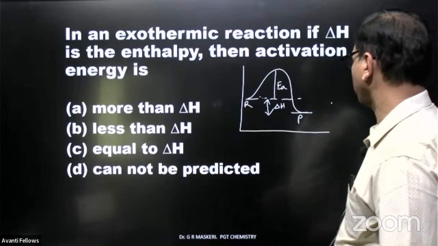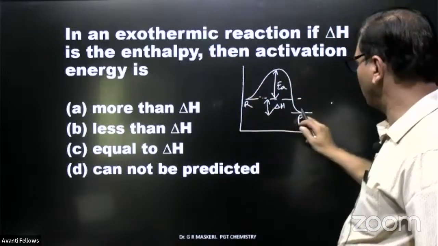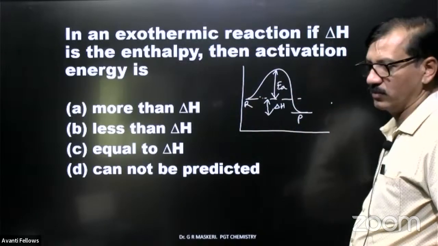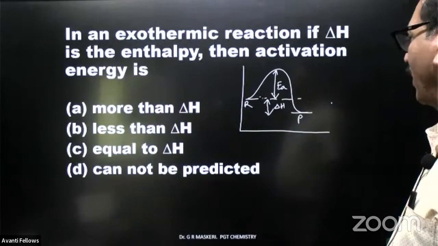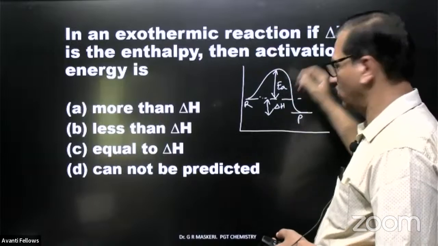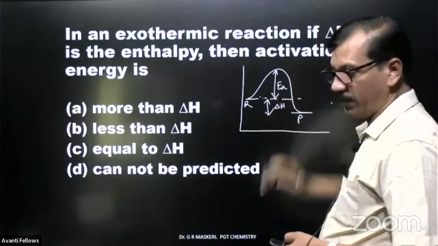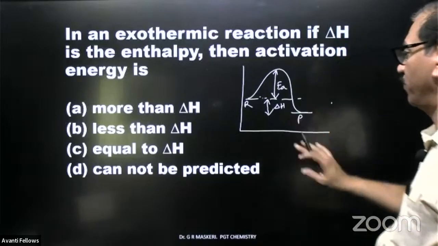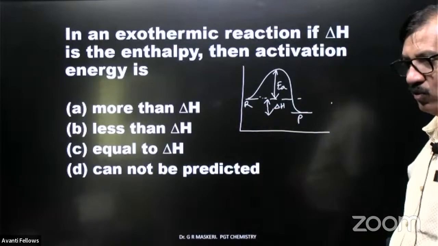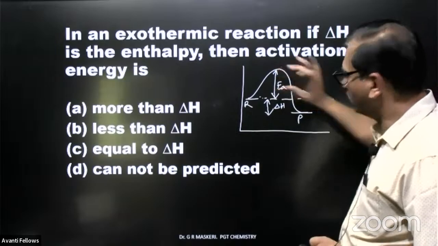And this is activation energy. So this is an exothermic process, meaning the product has less energy. What can we say? Less than delta H? We cannot predict, because these two are different things. This may be equal. There is no relationship given between EA and delta H. Therefore, we cannot predict just by the graph or by the statement. It may be more, less or equal.